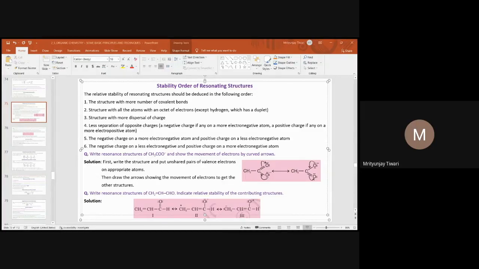Let us now look into the next problem. Explain why the following two structures, 1 and 2, cannot be the major contributors to the actual structure of CH3COOCH3, which is methyl acetate. We have to explain why these two structures cannot be the major contributors, since their contribution to the resonance hybrid of methyl acetate is very small. We have to give the reason why it is so.